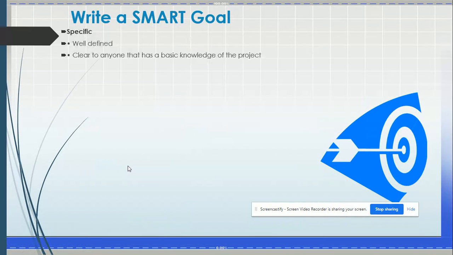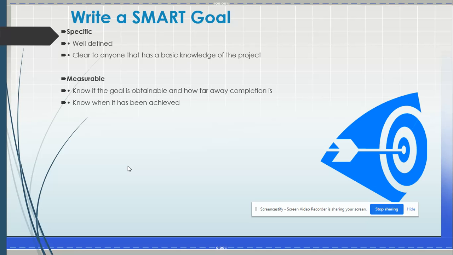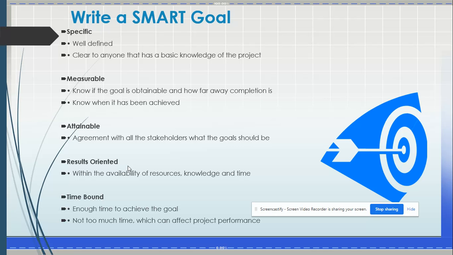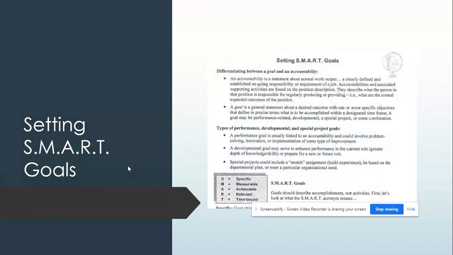So now actually on to writing a SMART goal. It has to be specific: well-defined, clear to anyone that has a basic knowledge of the project. Measurable: know if the goal is obtainable and how far away completion is, know when it has been achieved. It has to be attainable: agreement with all stakeholders that the goal should be met. Then results-oriented, within the availability of resources, knowledge, and time. And then time-bound: enough time to achieve the goal, not too much time, which can affect project performance.